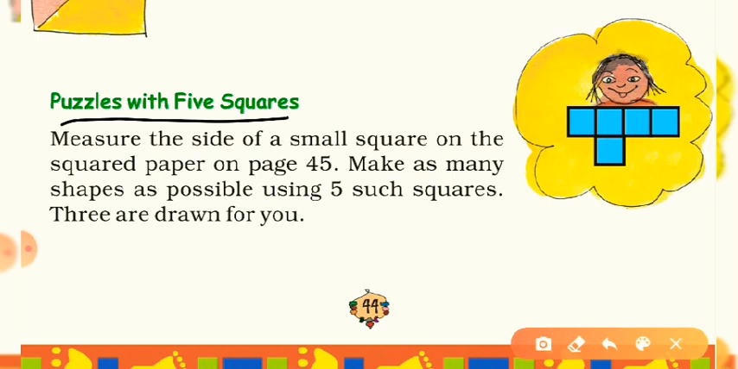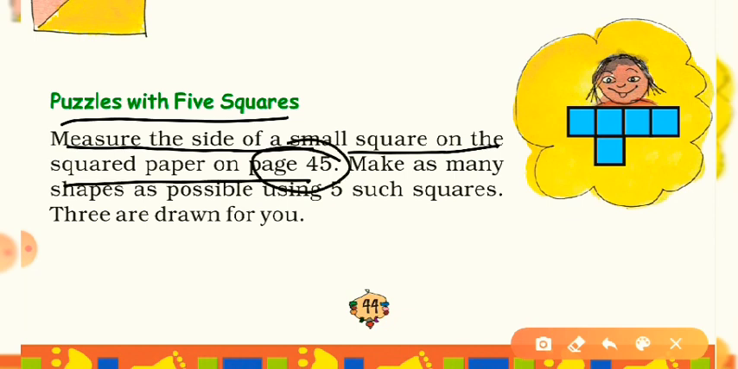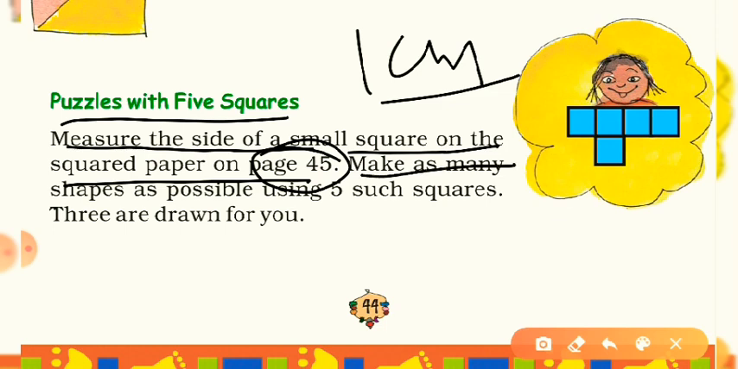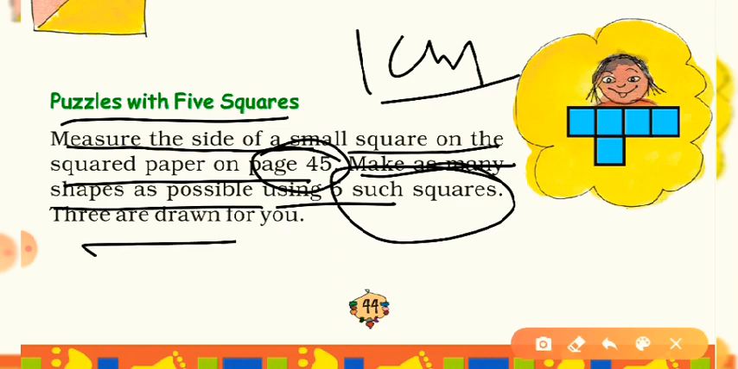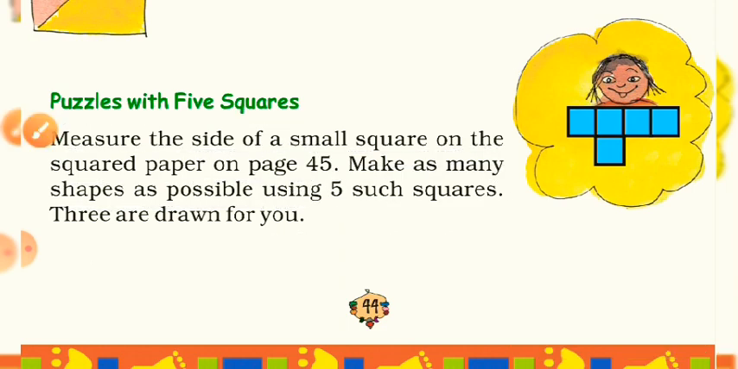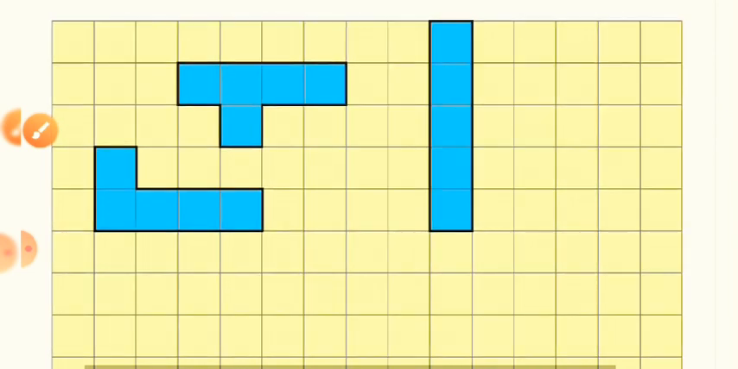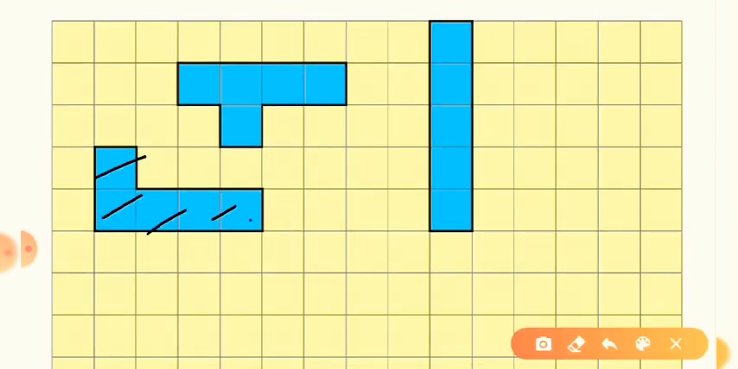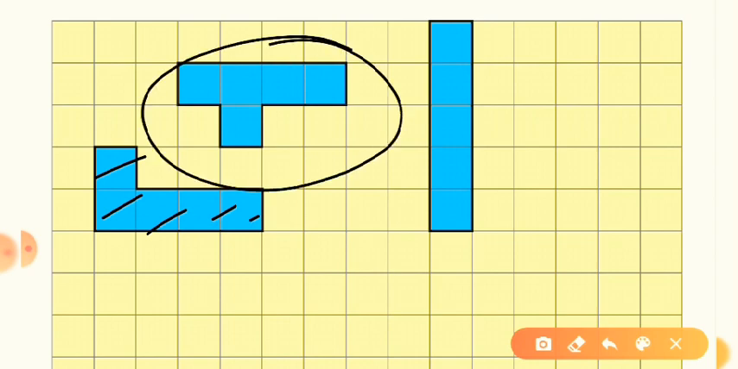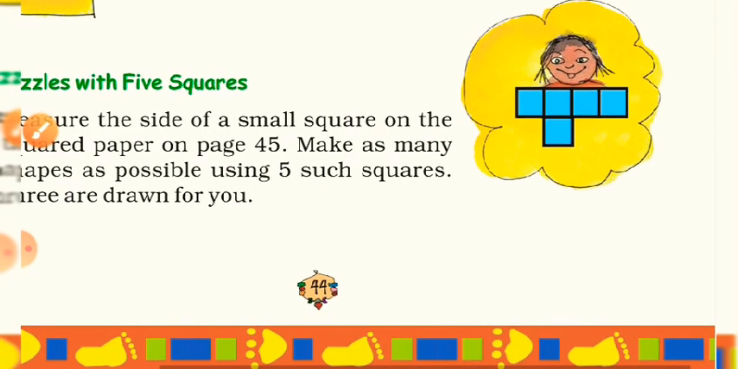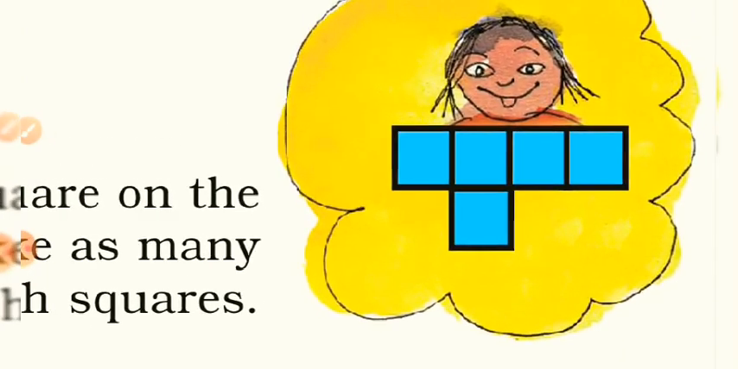Let's read first. Measure the side of a small square on the squared paper on page number 45. That was actually 1 centimeter in length. Make as many shapes as possible using 5 such squares. 3 are drawn for you. In the next page we can see that 3 pictures are drawn here, and these are all made with 1, 2, 3, 4 and 5 squares. So first I want to clear a word, that is pentomino.